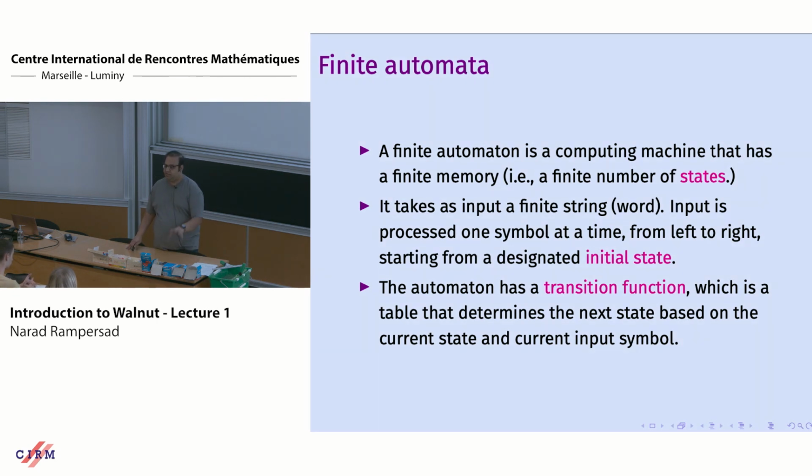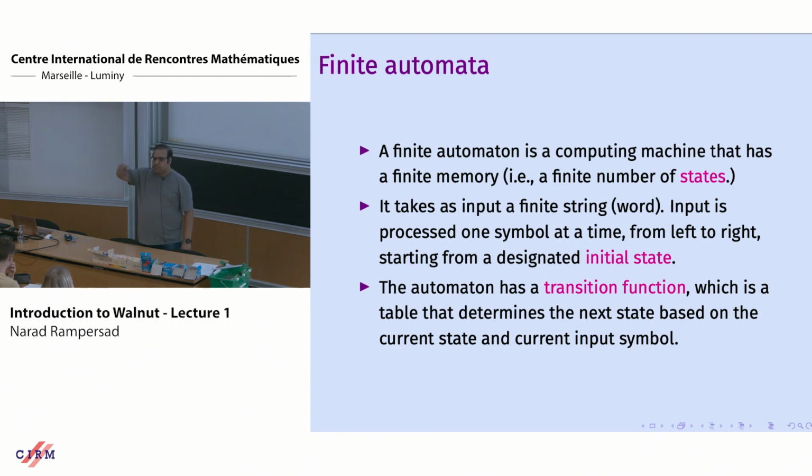this theory of Walnut is based on theory of numeration systems, and now the theory of finite automata. So I'm sure many of you know this, but let me just give a very quick explanation of the basics. A finite automaton is a computing machine that has only finite memory, right? It just has some finite list of states or set of states. And it takes some input. It reads the input one symbol at a time, moving from left to right.